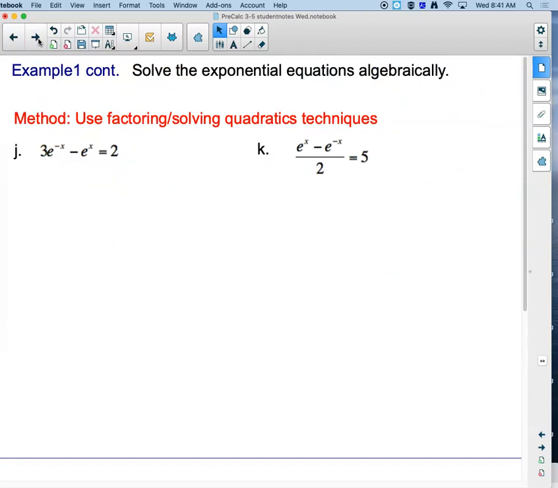Alrighty, so this is a really fun method. Example 1 continued. We're doing a lot with these. Solve the exponential equations algebraically. All right, so I look at j, and the first thing I see is they left a negative exponent. We can't do that. So this e, because remember, exponents work for the closest thing to their left, is going to have to go down in the denominator.